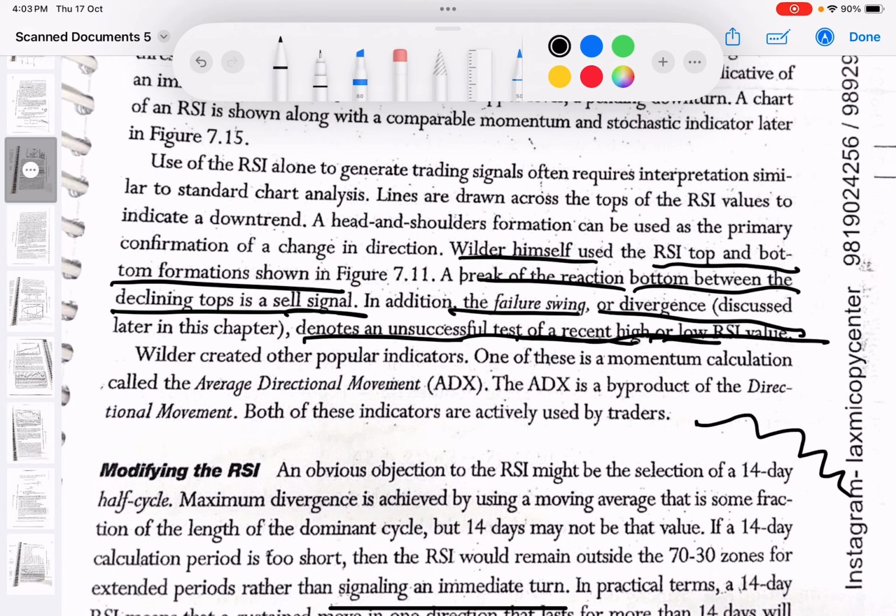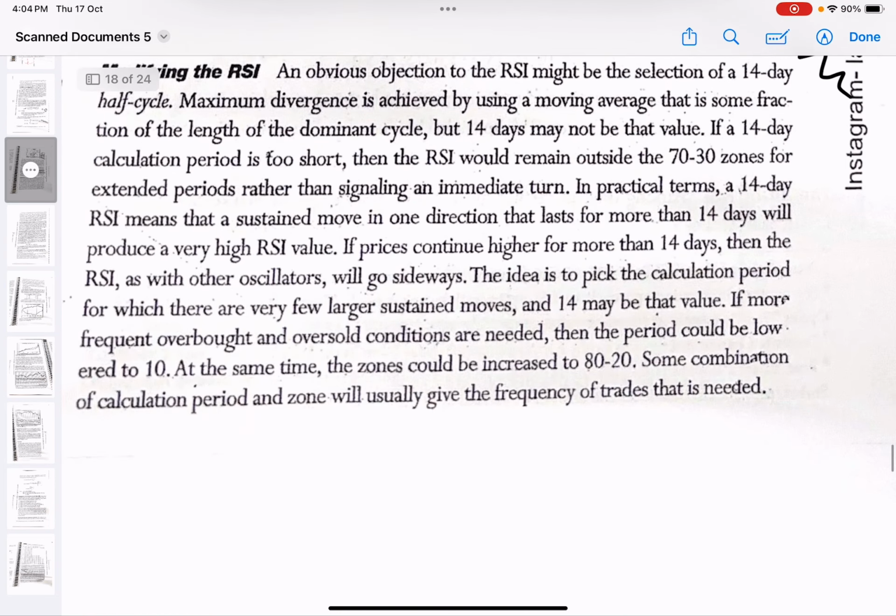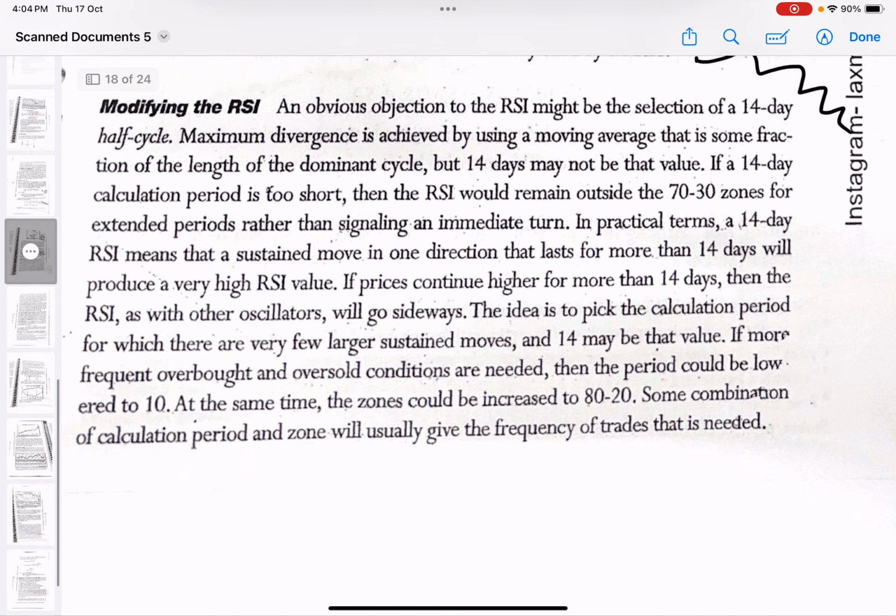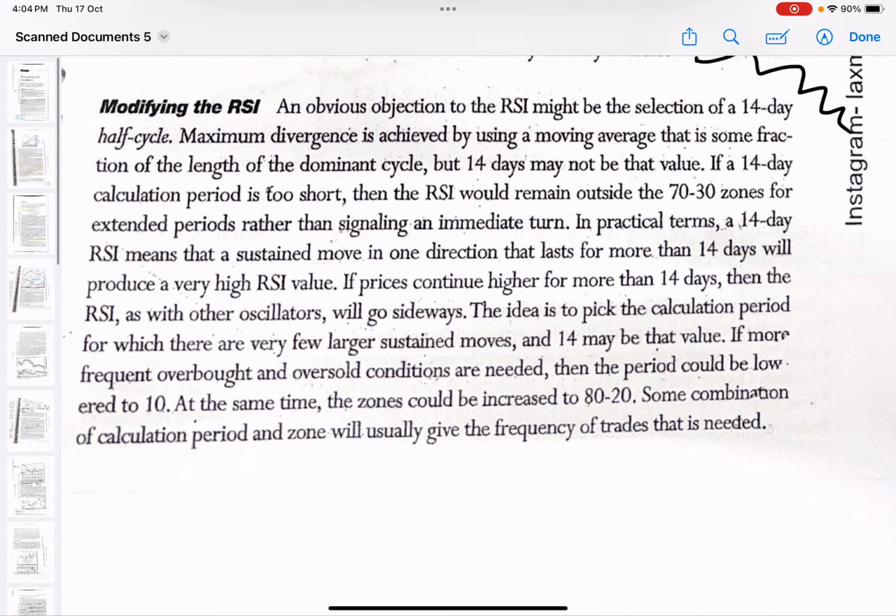Now you can also see that Wilder not only created RSI, but he also made many more indicators like the ADX, which is the average directional movement. What is ADX? ADX basically talks about the direction. It talks about the directional movement, which will be discussed. Okay. Now let's talk about modifying the RSI.